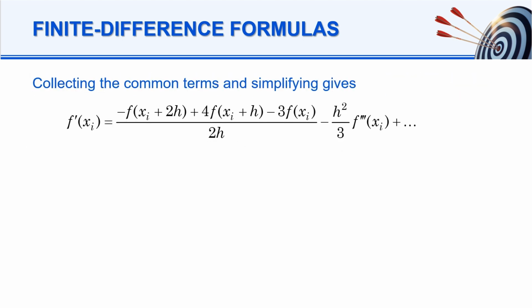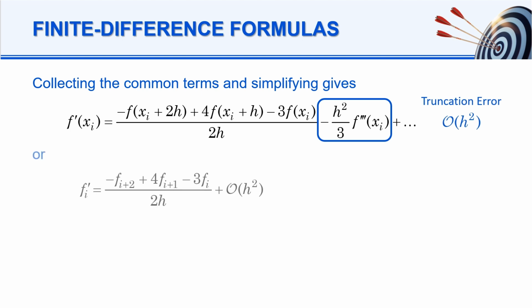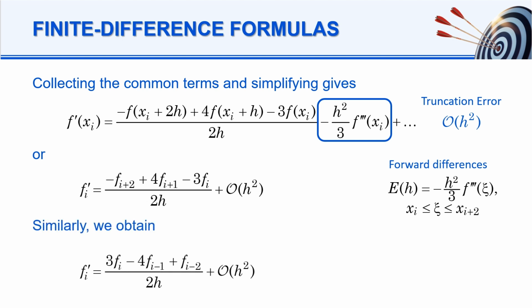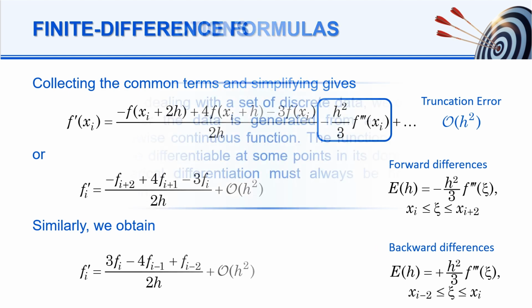Collecting the common terms and simplifying gives the following difference approximation, which has a second-order truncation error. That is, truncation error is proportional with h squared. Or we may cast this approximation called forward difference formula in shorthand notation as follows. Similarly, we obtain a second-order approximation called backward difference approximation due to incorporating two backward points in the formulation.